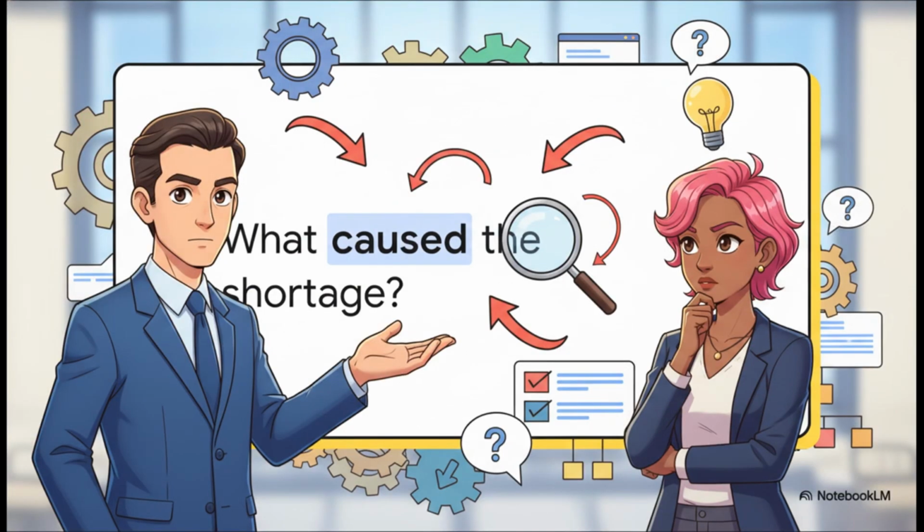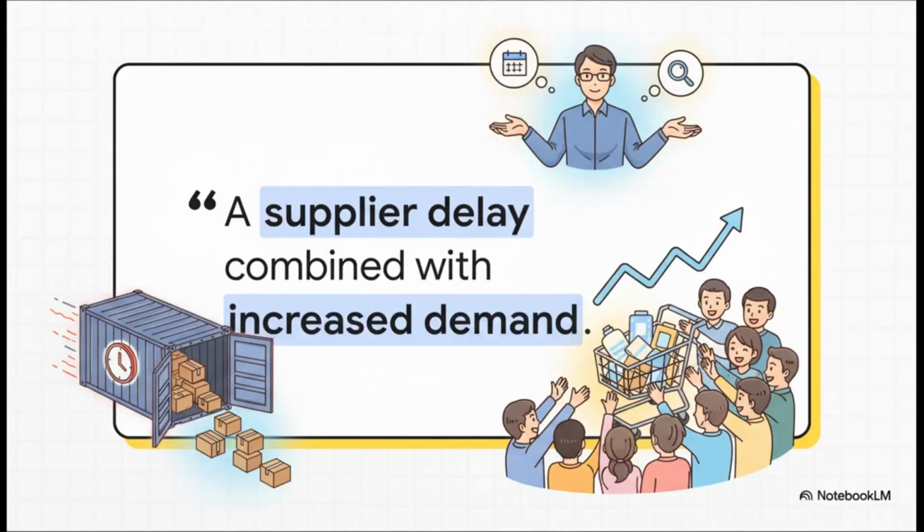This is the next natural question, isn't it? The manager needs to know why this happened. A good employee is always ready to answer this question. And check out this explanation. It's just perfect. It's simple and clear. 2 main reasons. A supplier was late and demand went up. Do you notice what's missing? There's no blame. It's just the facts, which keeps everyone focused on fixing the problem.